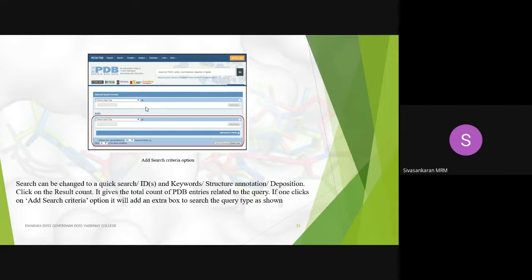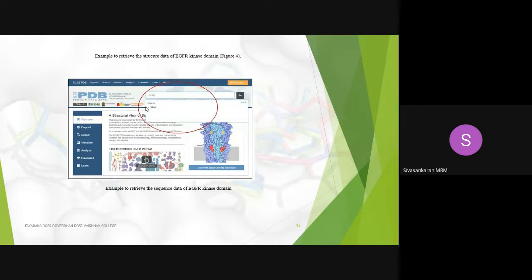The advanced search criteria option will add an extra box to search the query type, as shown. So for example, if we want a protein with a particular type of bond or different types of ligand structures and everything, we can go in search of this extra search query. Next is an example of retrieving sequence data. I'm just giving you the example of how you type it.